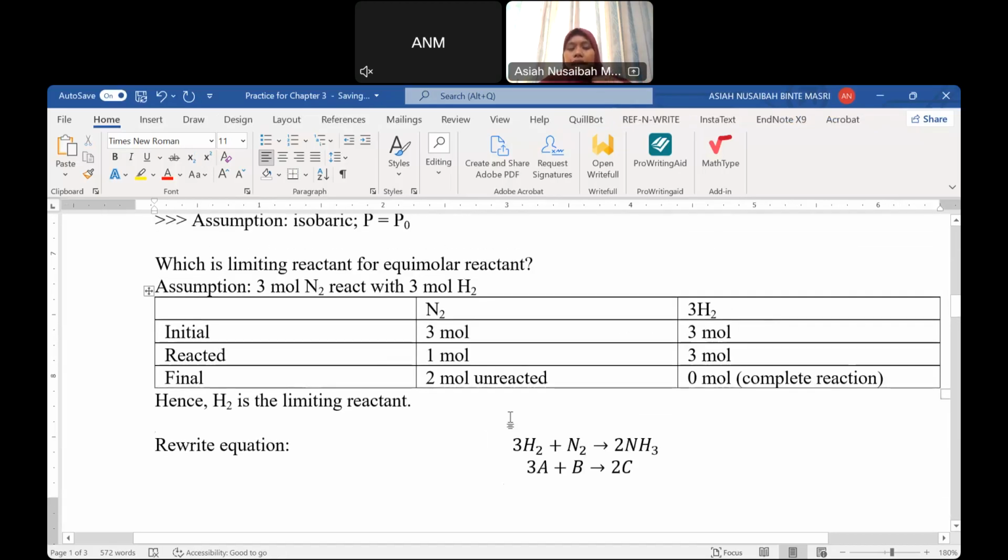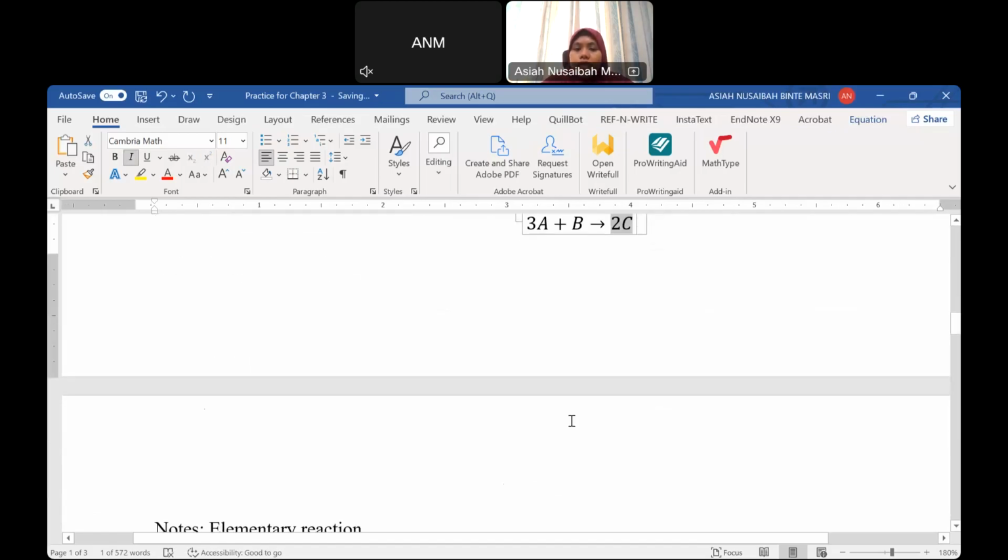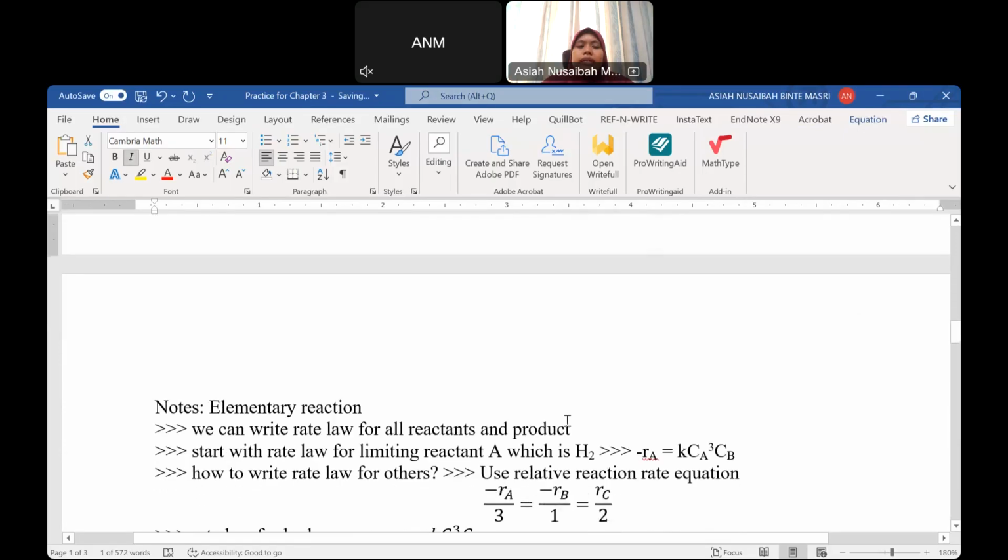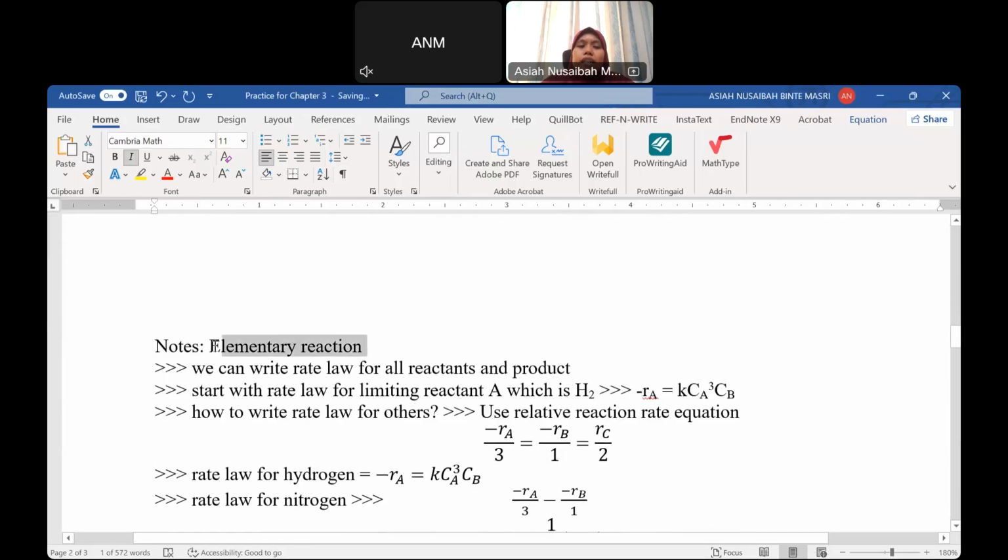So you can write back the equation. Instead of nitrogen plus hydrogen to get ammonia, you change it to hydrogen plus nitrogen to get ammonia. So this one can be translated into alphabet. We get 3A plus B to get 2C. What is the effect? When we write this one, remember back, the reaction is an elementary reaction.